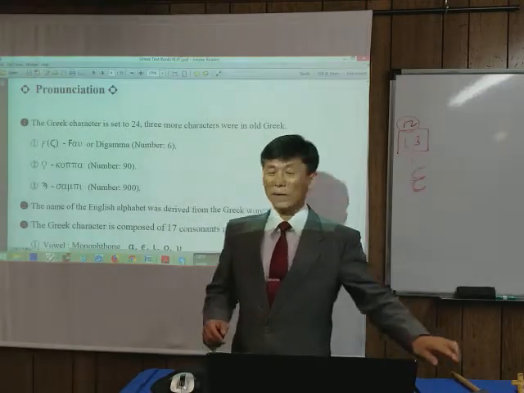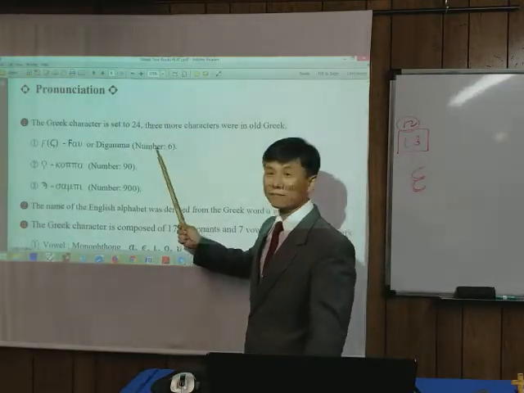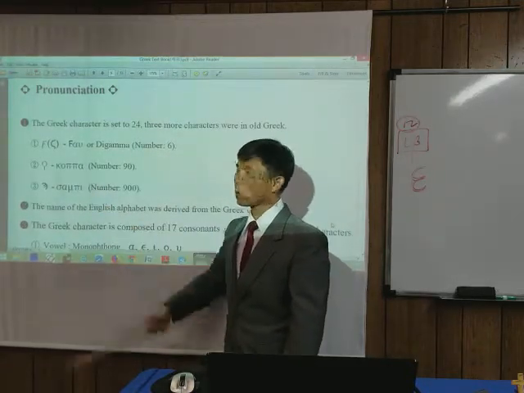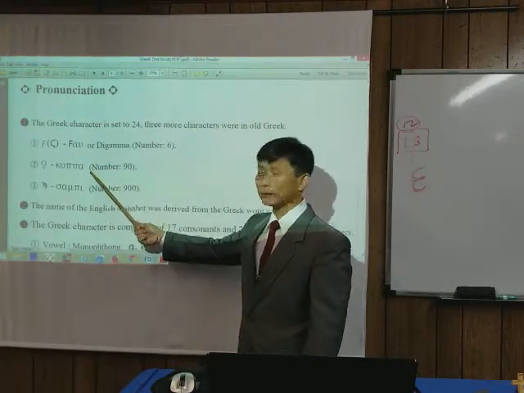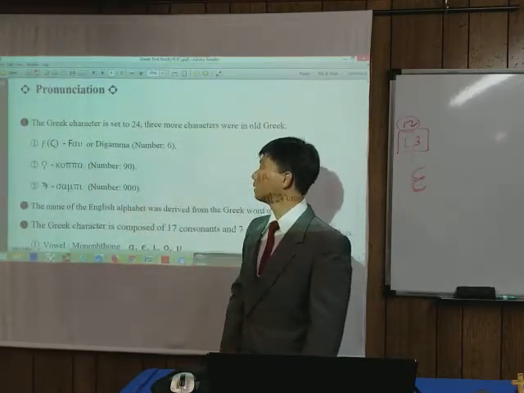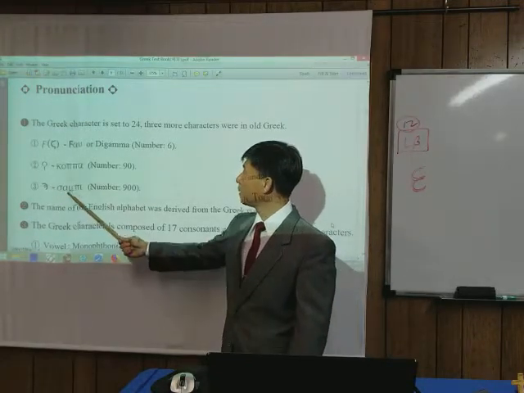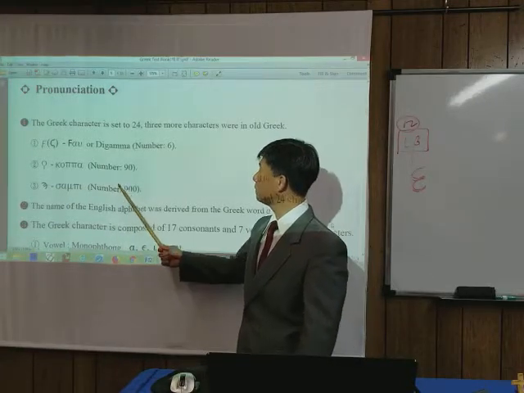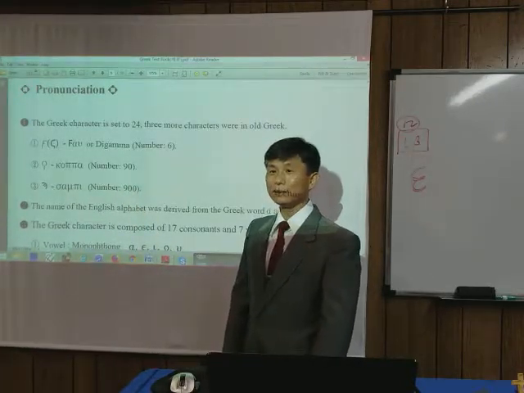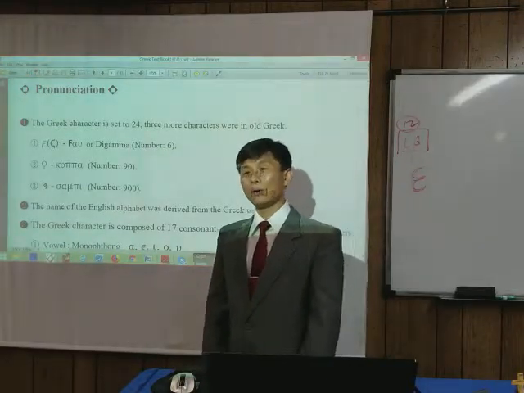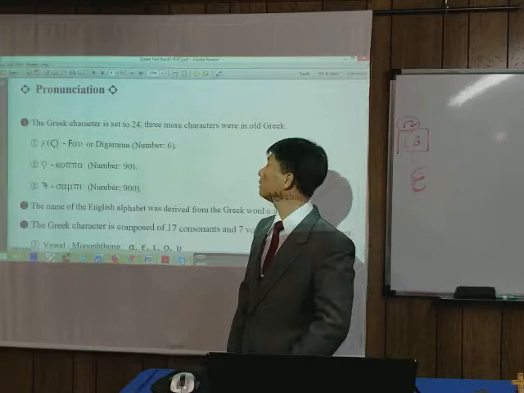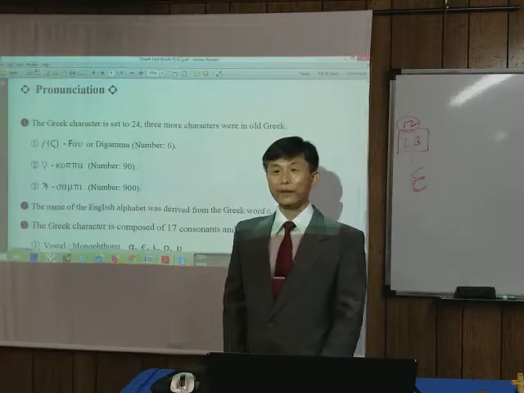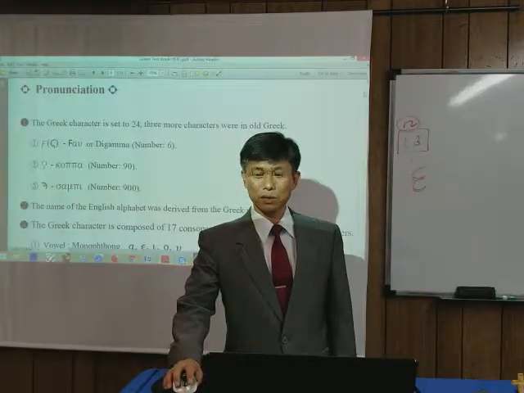Okay? So that is the digamma, which the numeric value is 6. And then also koppa. This one also does not exist in Koine Greek. Koppa number is 90. And then the last one, last alphabet, sampi. Sampi numeric value is 900. So when you go back to our alphabet chart that we just learned, you are aware number 6, number 90, number 900 are missing. We can quickly go there.